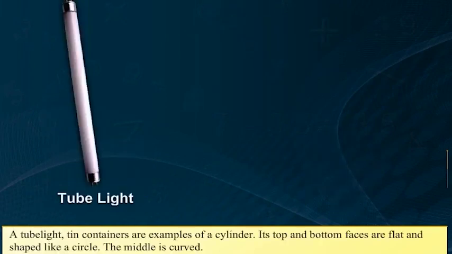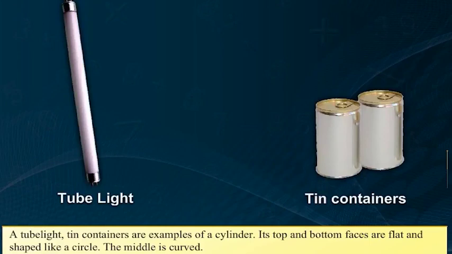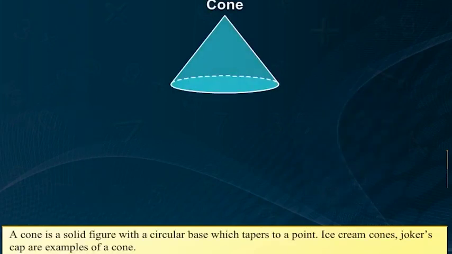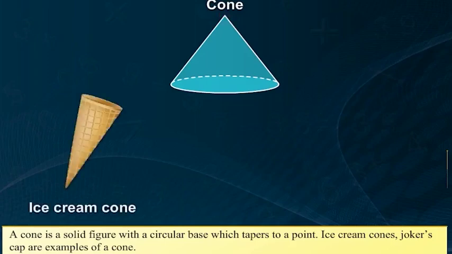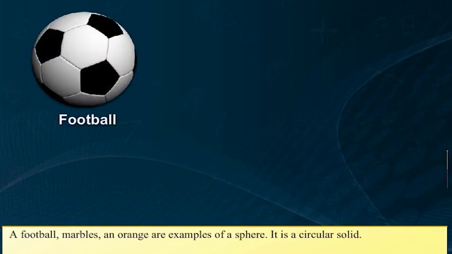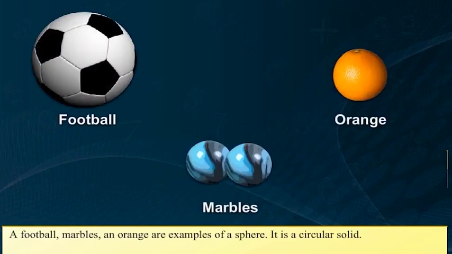A tube light, tin containers are some examples of a cylinder. Its top and bottom faces are flat and shaped like a circle. The middle is curved. A cone is a solid figure with a circular base which tapers to a point. Ice cream cones, joker's caps are some examples of a cone. A football, marbles, and an orange are examples of a sphere. It is a circular solid.